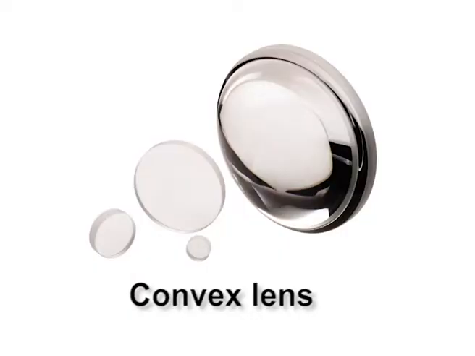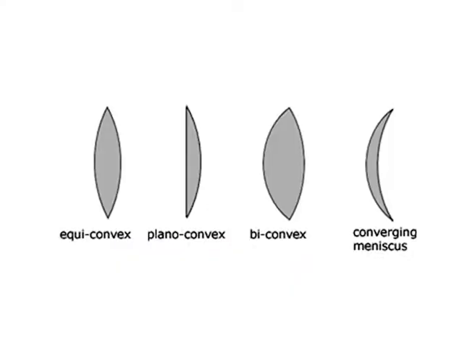Now a convex lens is thicker at the central portion and thinner at the peripheral portion. It casts a real image and so can be used to take photographs. A convex lens can be further divided into four types: equiconvex, plano-convex, biconvex or double convex, and concavo-convex or meniscus.